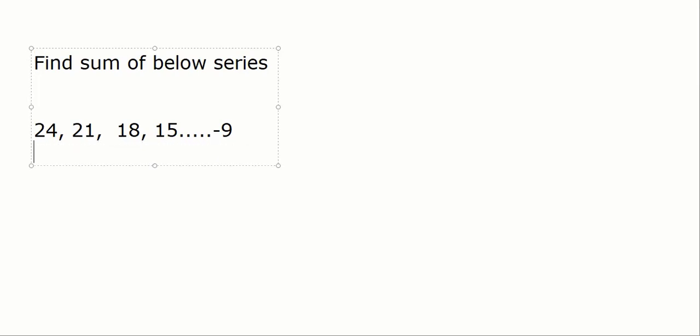What do we know here? a is 24. What is d here, everybody? Minus 3, guys. Minus 3, not 3. You are right, minus 3. No, we don't know n. We will find n by using the AP first. First, we'll find out n. So how will we find n?